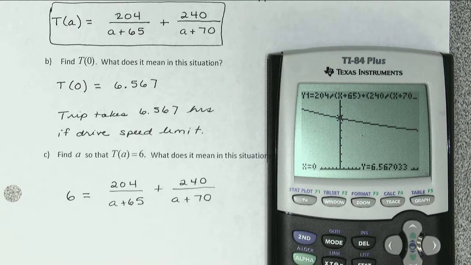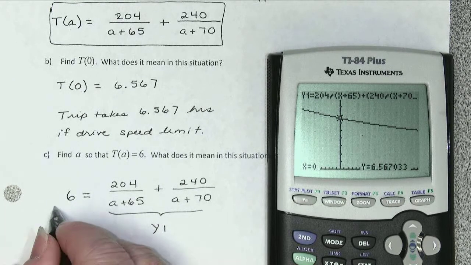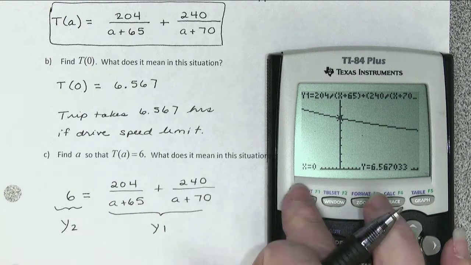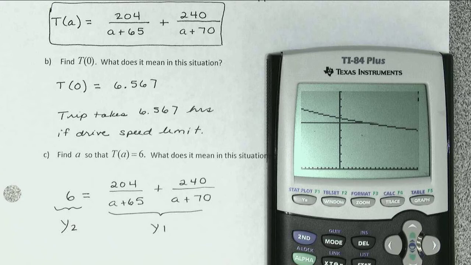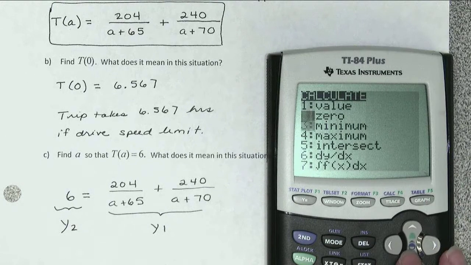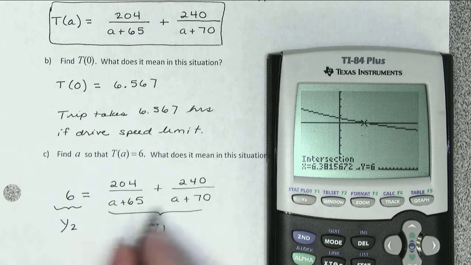I already have the right-hand side graphed on the calculator, so let's just graph the left-hand side. This is already in as y1. I'm going to put this in as y2. And the solution is where they intersect, right there. And I get x, or in our case a, is about 6.38.